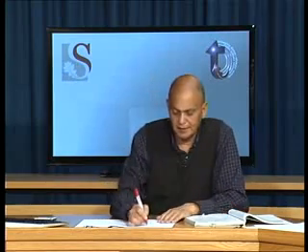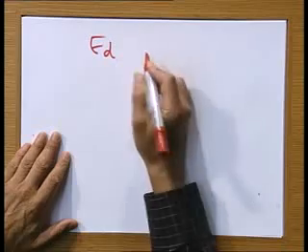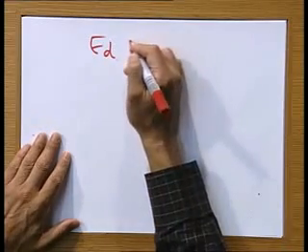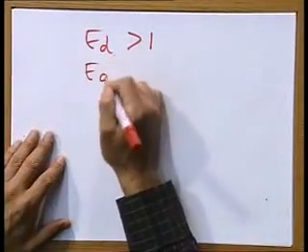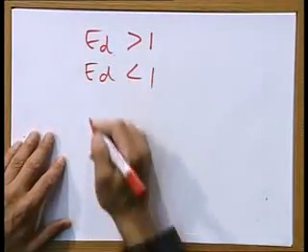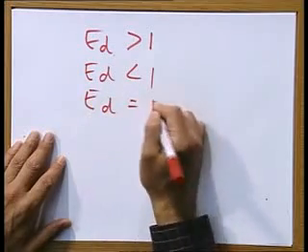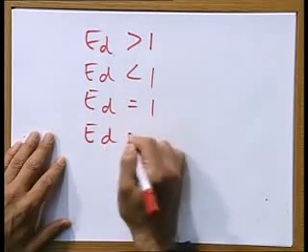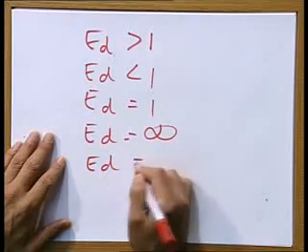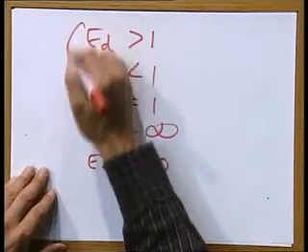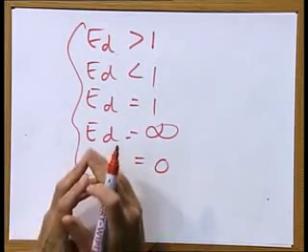Now, we have calculated ED, and we have seen that ED can either be greater than 1, ED can be smaller than 1, ED can be equal to 1, ED can be equal to infinity, and ED can be equal to 0. So these are the 5 categories or types of price elasticity of demand that you can get.